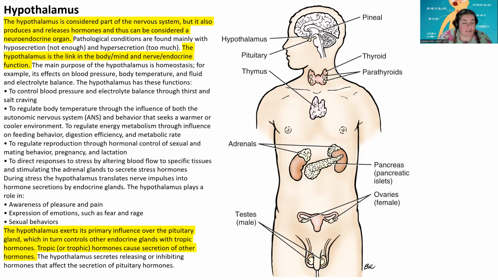The hypothalamus exerts its primary influence over the pituitary gland, which in turn controls other endocrine glands with tropic hormones. Tropic or trophic hormones cause secretions of other hormones. It's kind of like the middleman chemical. You need the workers to do something, the CEO says to do it. Well, here come the tropic hormones, which are the manager over the laborers that actually do it. They say, hey, you need to go work harder. And then the hormones work harder.